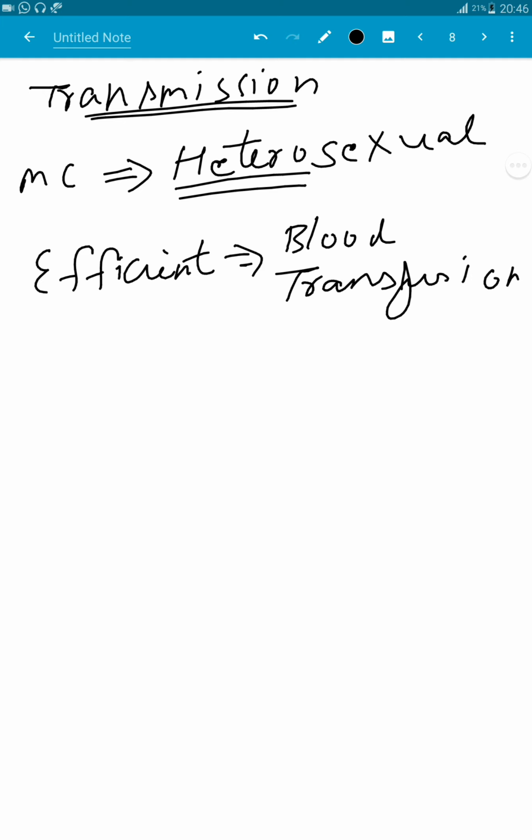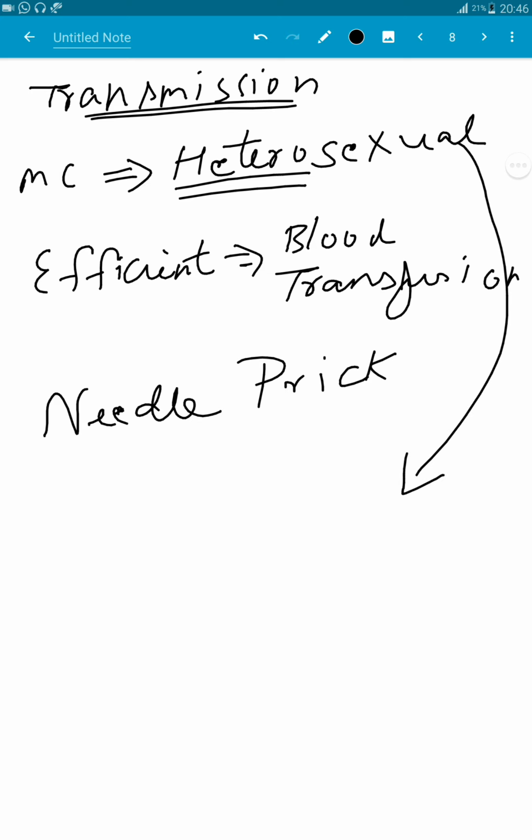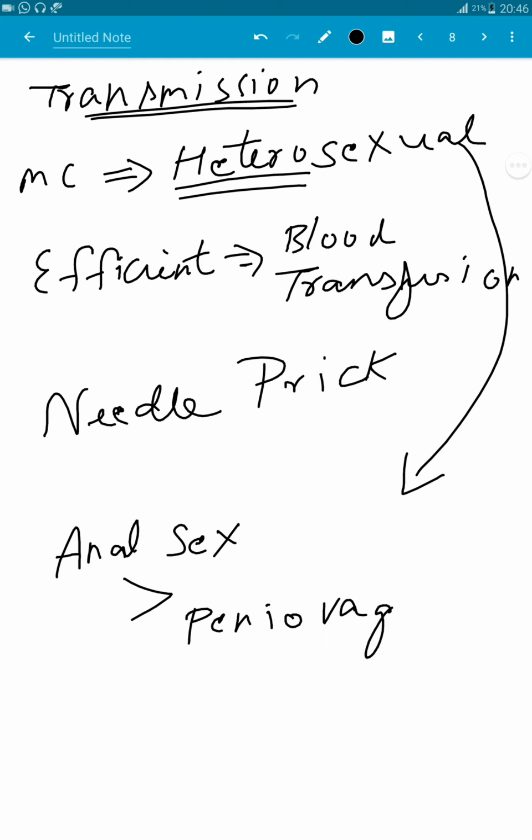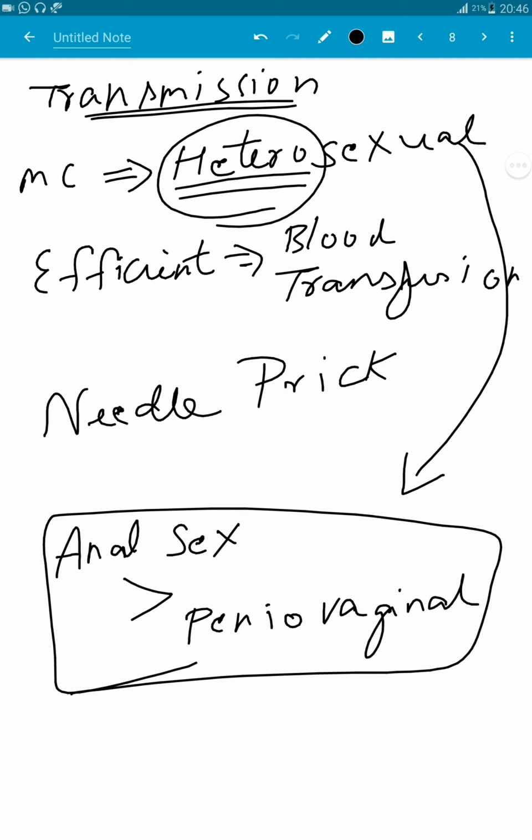And mostly medical professionals will have needle prick. So these are the transmission types. Regarding heterosexuals, the most common route is anal sex, more than vaginal sexual transmission, because heterosexuals are the most common group for HIV. So it can be asked as an MCQ.